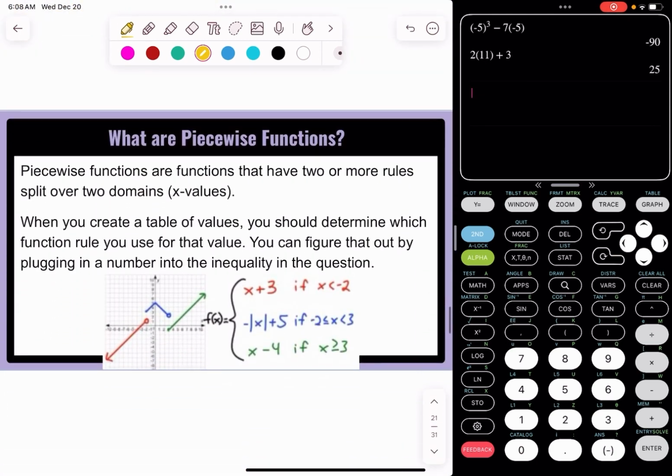Now let's start looking at piecewise functions. Piecewise functions are functions that have 2 or more rules split over different domains. So these are your domains. And then instead of just having a plain number like we did in a step function, we're actually going to have an actual function. For this lesson, we're going to have linear and absolute value functions. When you create a table of values, you should determine which function rule you are using, and then you'll have to decide if we're going to have open and closed circles, and we plug in that value of x to the function that we are given to find what our value of y is that we're going to graph.